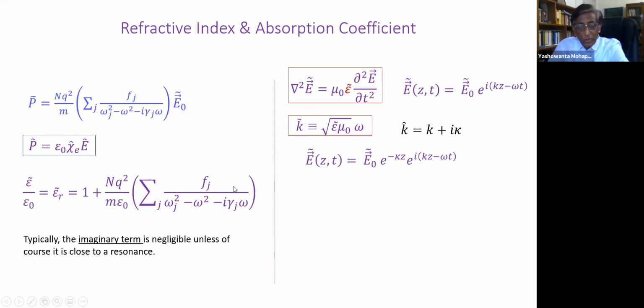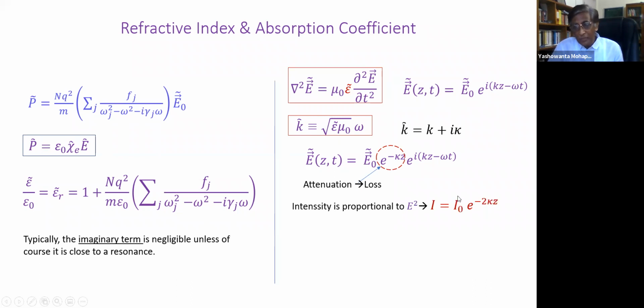All right, so because K is complex, the imaginary part here will also give me attenuation, which means I'm losing energy. So there will be absorption. This is attenuation, and that will cause loss. But intensity is proportional to E squared, and hence I must be equal to I naught e to the power minus 2 kappa z.